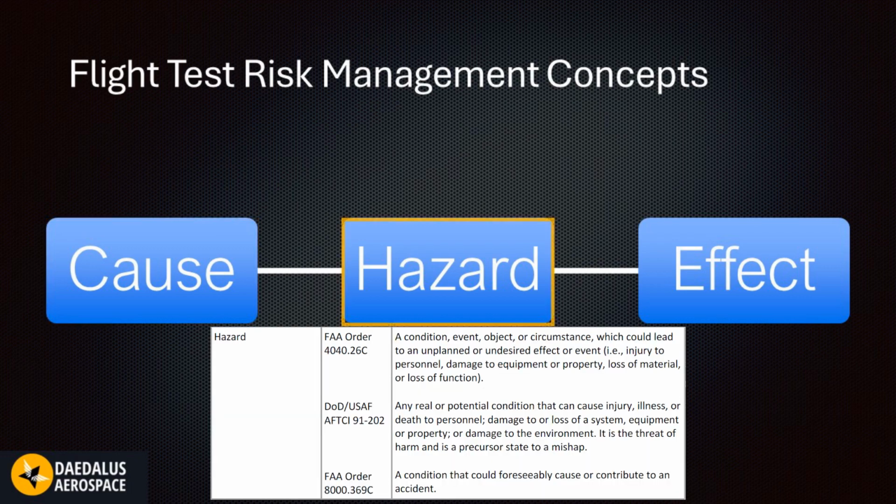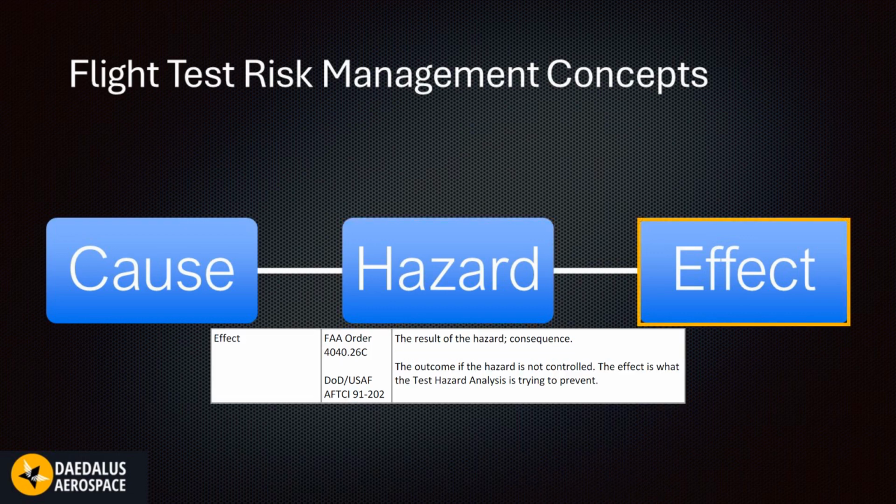A hazard in the context of flight test is any real or potential condition, event, object, or circumstance which could lead to an unplanned or undesired effect or event, i.e., injury, illness, death to personnel, damage to equipment or property, loss of material, loss of function, or damage to the environment. The hazard is the threat of harm and is a precursor state to a mishap. A hazard is any condition that could foreseeably cause or contribute to an accident.